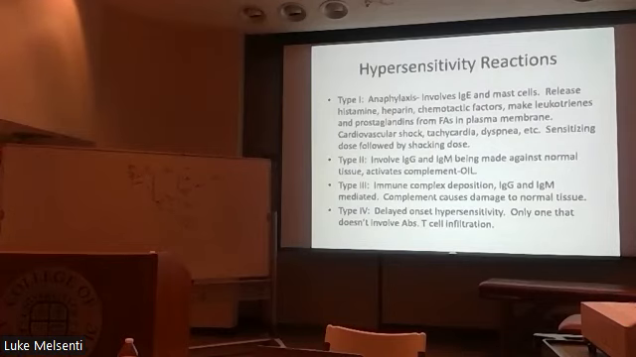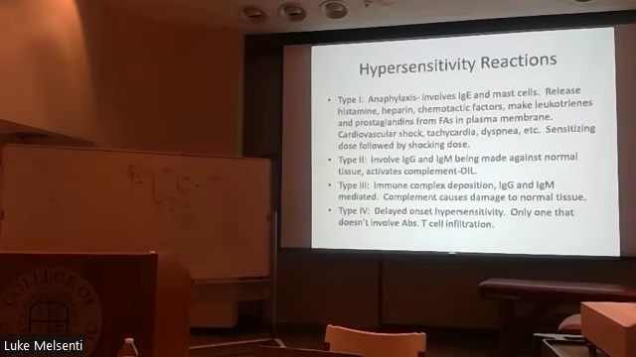So the mast cells release histamine, heparin, and chemotactic factors, and make leukotrienes and prostaglandins from the fatty acids in the plasma membrane. Cardiovascular shock: your blood pressure goes way down because the mast cells cause the blood vessels to dilate and become leakier. The fluid leaks out of the cardiovascular system into your tissue spaces, and now your blood pressure drops precipitously. Dyspnea, tachycardia. The sensitizing dose has to be followed by a shocking dose. So if you've been stung by a bee once in your life, you don't know if you're allergic to bees. You have to be stung twice.